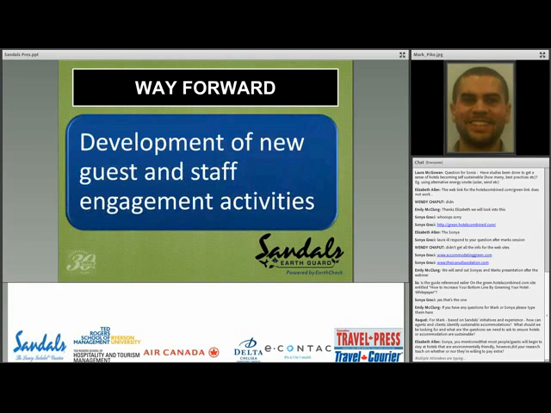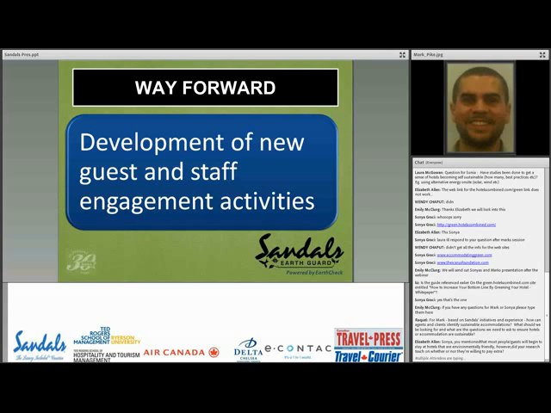And of course, development of new guest and staff engagement activities. This is so important to us because, as I said before, we have 10,000 team members across our chain. Those 10,000 team members are from many communities in the Caribbean, and also we have close to 1 million visitors that visit us every year at all our resorts. But we need to engage them at a higher level. At the end of the day, awareness breeds action.